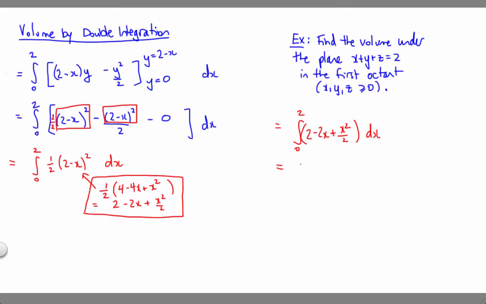Integrating with respect to x, we're going to have 2x minus x squared plus x cubed over 6. And we're going to evaluate that at 2 and then at 0. So plugging in, we get 4 minus 4 plus 8 over 6. And then, as we sub in x equals 0, we're getting 0 all the way across there. So final answer would be 8 over 6, or you could reduce that, call that 4/3.